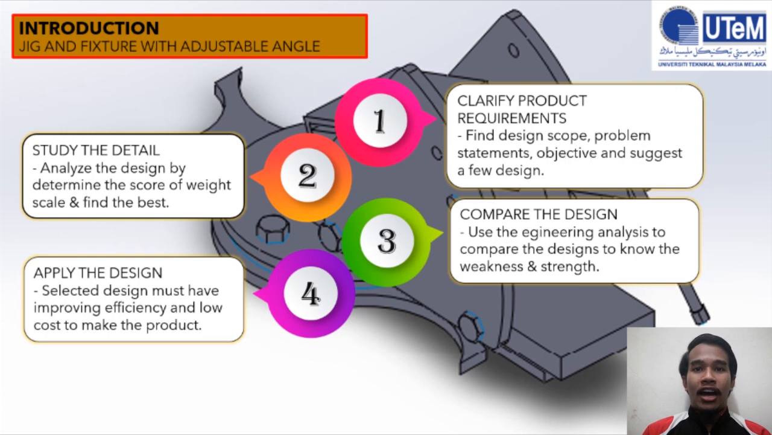segment of the product. After proposing 5 different product designs, the next step is we analyze the designs by determining the score of the weight scale. From the result, we will choose the best design to proceed to another step. Furthermore, we also compare the product to other designs by using engineering analysis. From the analysis, we get to know the weaknesses and strengths which need to be improved. The last step is to apply the final design which achieves the target. The design that is chosen to produce has the features of less cost, improved efficiency, and longest lifespan.